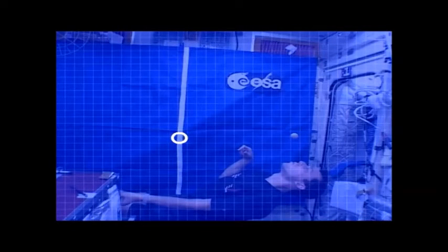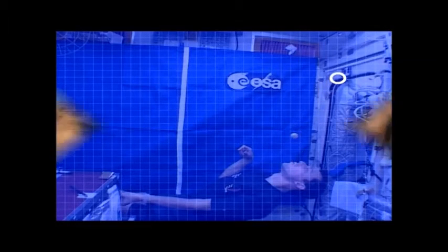Here you can see Pedro applying a force to the ball. He is changing the ball's direction, therefore changing its velocity.